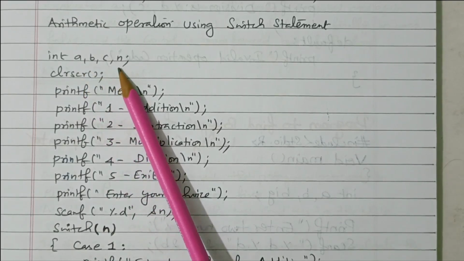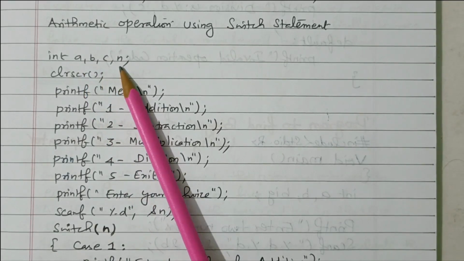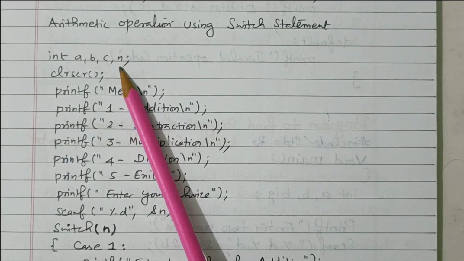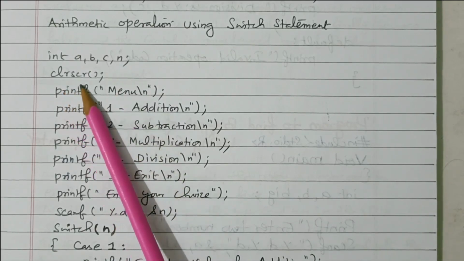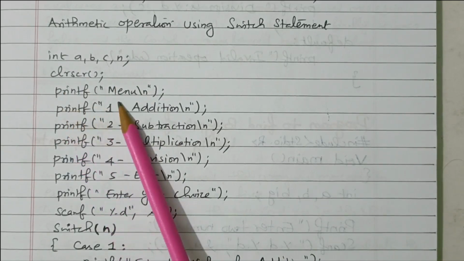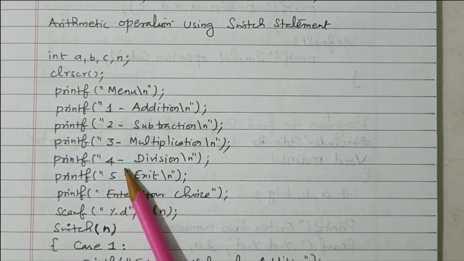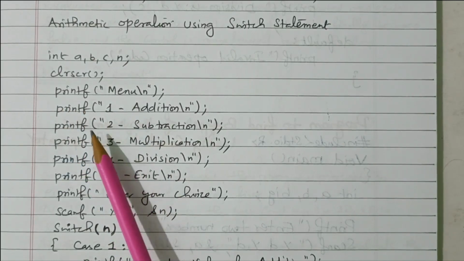The choice is available in N. We need to get the choice, right? N is used for getting the choice. So after clear screen, we can display the menu. We need to display the menu, then only the user will be able to understand what menus are available.